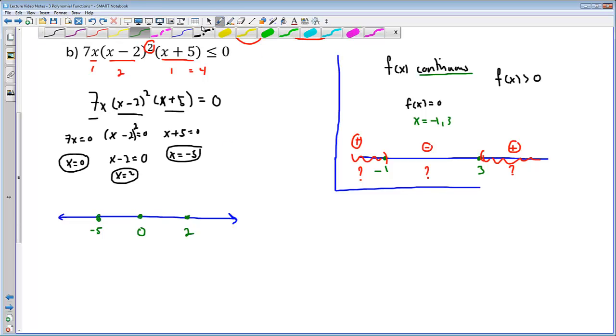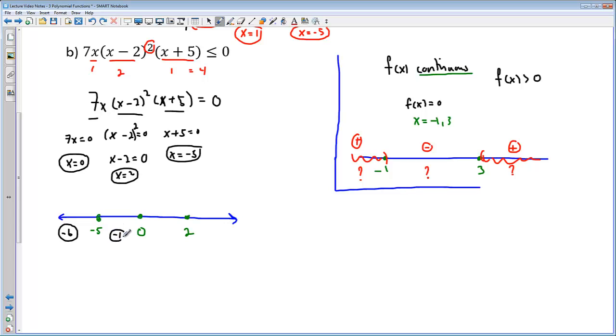And I want to plug in values to the left, to the right, and in between. So I'm going to pick test values here, so like negative 6. And I don't put that on my number line because I'll get confused if I do. Easy number between negative 5 and 0, like negative 1. Easy number between 0 and 2, like 1. And an easy number to the right of 2, like 3. And I'm going to plug it into this expression here. So I'm going to copy it. I like to copy it down right here. So I'm going to plug it into 7x, x minus 2 quantity squared, and then x plus 5.